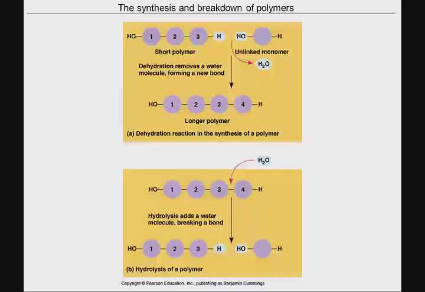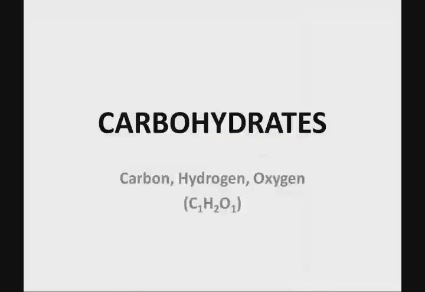So again, we want to remember that we have a common reaction, a dehydration synthesis, to link, in this case, monosaccharides together to make polysaccharides. We can break those polysaccharides apart with hydrolysis to go from complex to simple sugars, from the polymer of carbohydrate to the monomer of carbohydrate. So let's look at that difference between monomers and polymers in the carbohydrates.